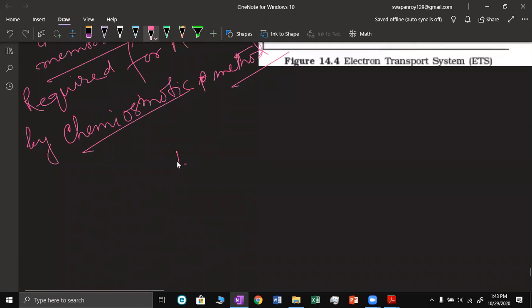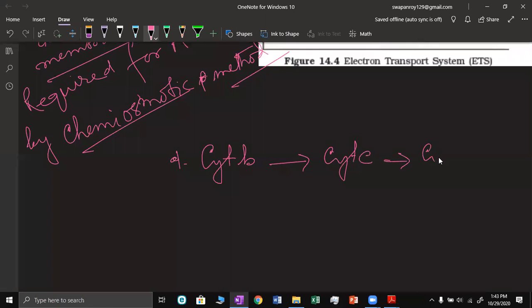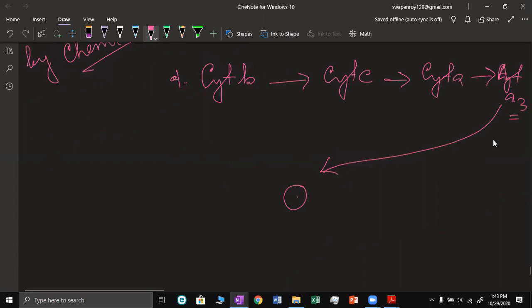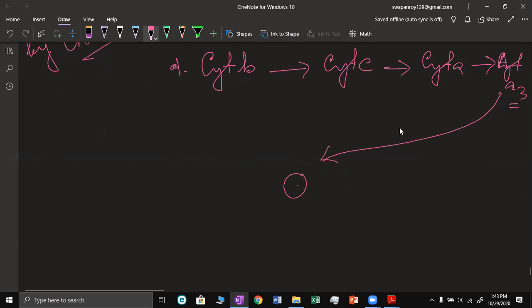So it is from cytochrome B to cytochrome C to cytochrome A to cytochrome A3. This cytochrome A3 passes the electron to oxygen, but it is not done directly. This is done via a copper atom.